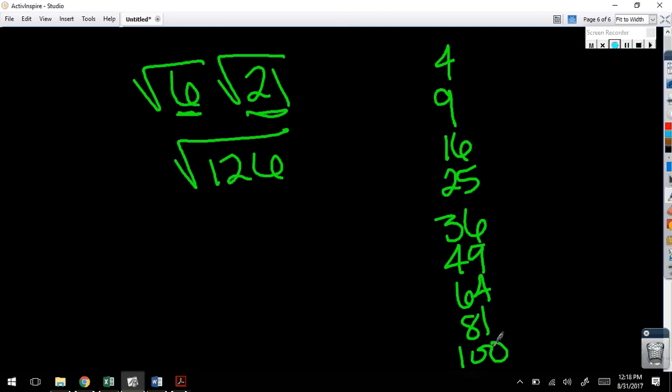I'm hearing 43 and 11, but what's the problem with those? Those aren't perfect squares. It's got to come from that list of numbers. 9. It's 9, yes. What times 9 gives you 126? 14.